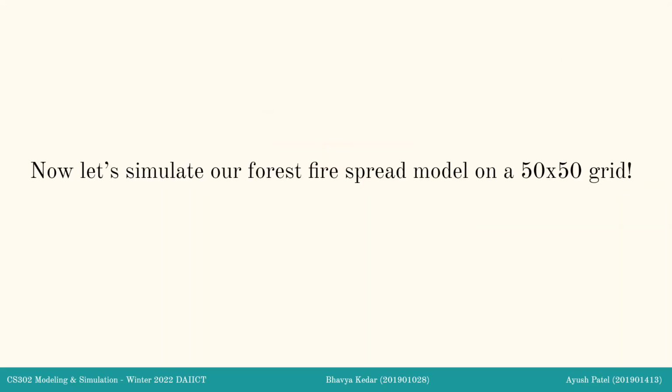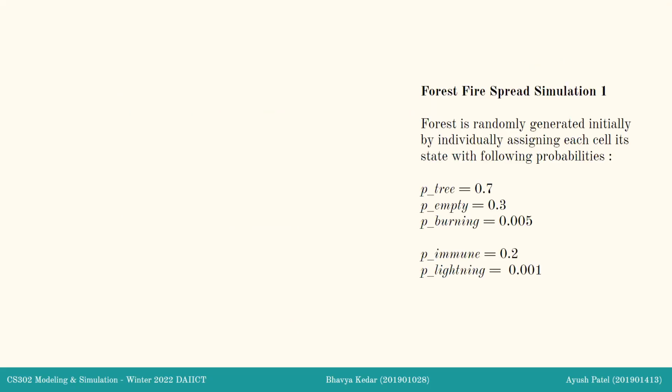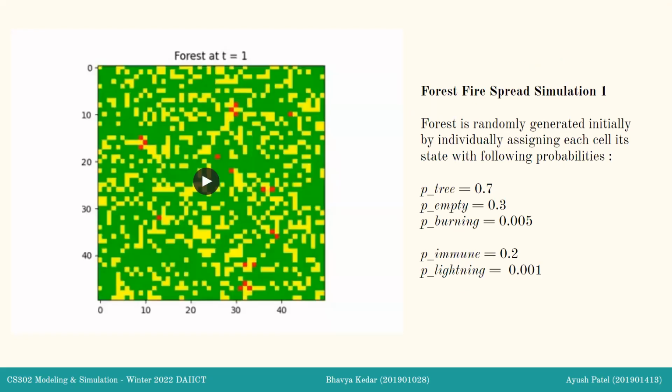So let us simulate our forest fire spread model on a 50 cross 50 grid and see what happens. For our first simulation, our parameters are P tree equal to 0.7, which means the forest is 70% dense initially. 30% of the area is empty, and out of the trees, there are only 0.5% trees that are said to be burning initially. Again, the immunity is 0.2, which means 20% of the time the tree will not catch fire from its neighborhood or from the lightning as well.